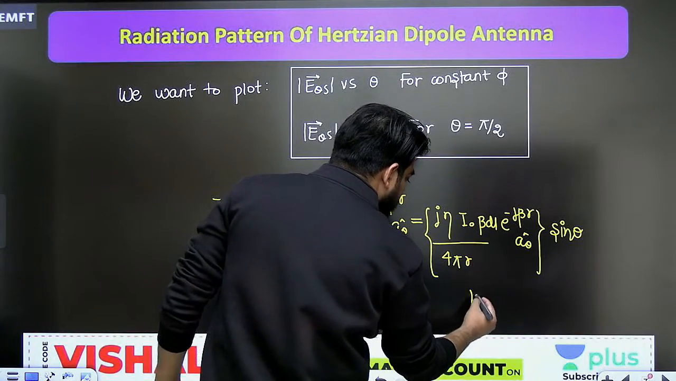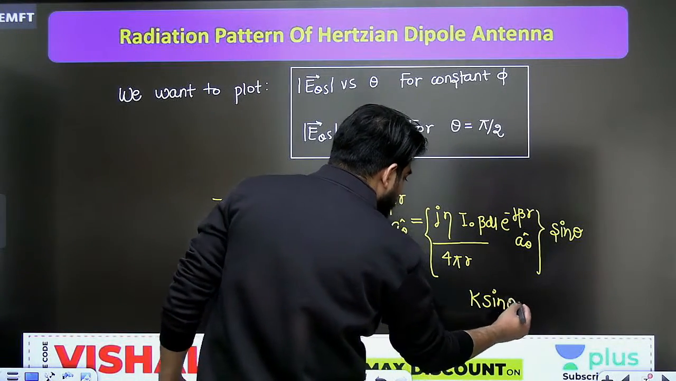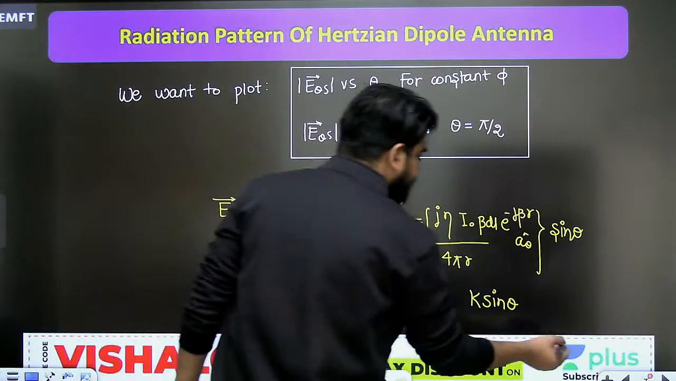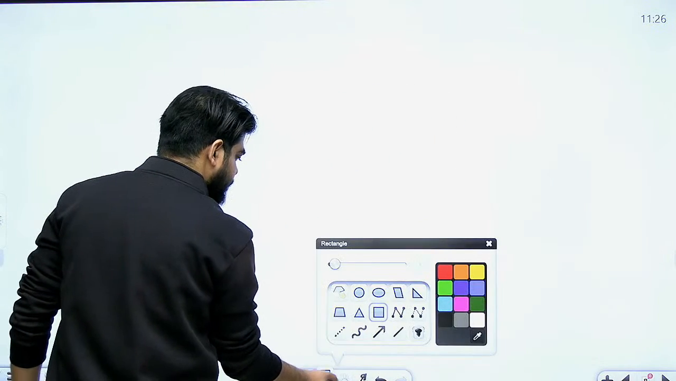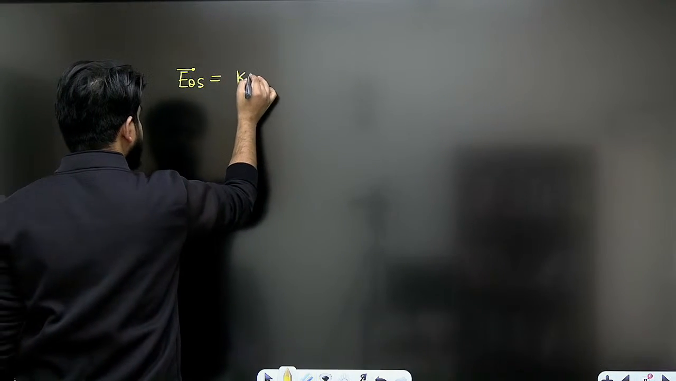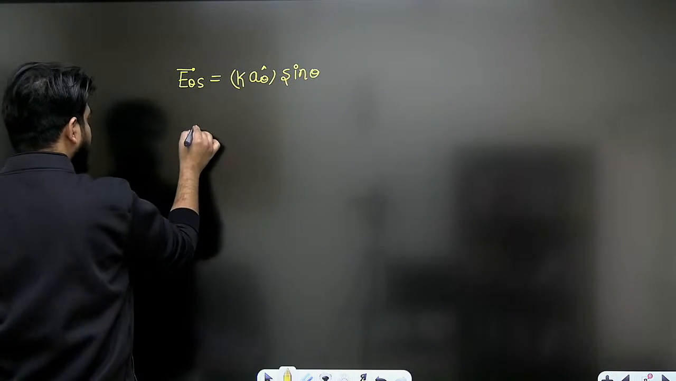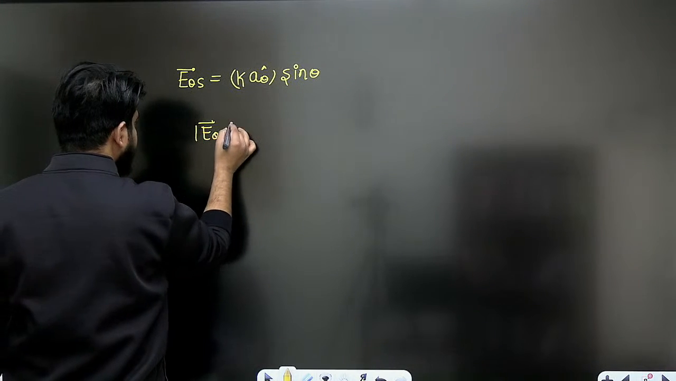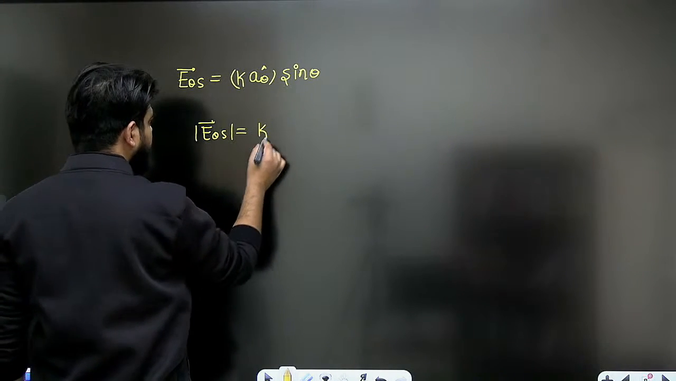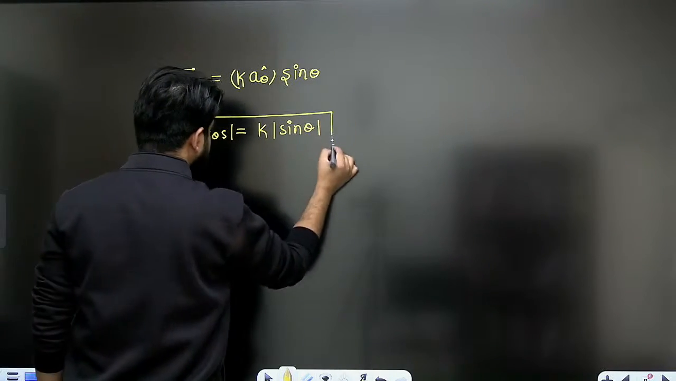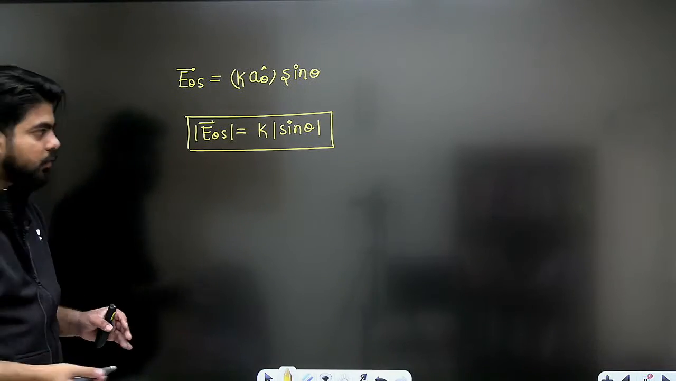So if I call this quantity to be K, you can write this quantity to be K sine theta. So ultimately you are having your E theta s to be some K a theta cap sine theta. Suppose if I take this E theta s magnitude outside, then it will become maybe some K mod of sine theta. This is something which I have got as of now. ठीक है, ये हमको मिल गया. Now I want to plot this.